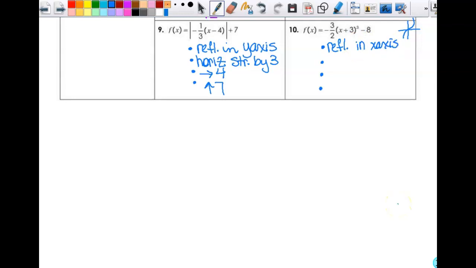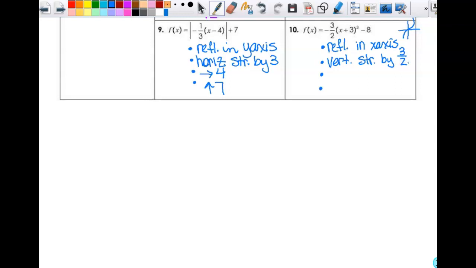3/2 is being multiplied. So it's either a stretch or a compression. And it's on the outside, so it affects y, which makes it vertical or horizontal? Vertical. And remember that y is a good guy and he doesn't lie. So I use the 3/2. It's a fraction, but it's greater than 1. So is it a stretch or a compression? Stretch. Vertical stretch by 3/2.